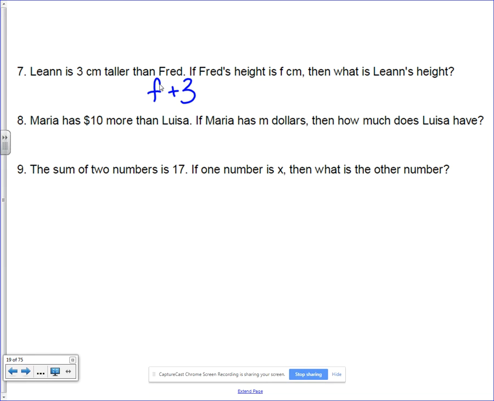Okay. Maria has 10 more than Louisa. If Maria has M dollars, then how much does Louisa have? Who do they give me the variable for? Maria. But I want to know about Louisa, correct? So if I know Maria has 10 more than Louisa, I have M. How would I go from Maria's amount to Louisa's amount? It does say more than, but they already tell me how much Maria has, and I want to find Louisa.